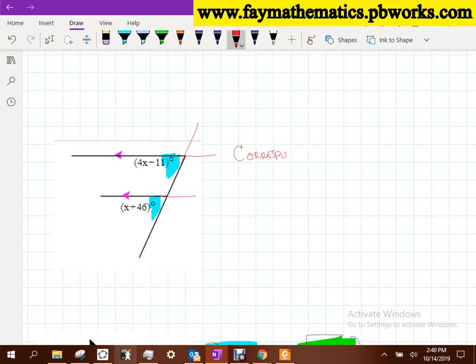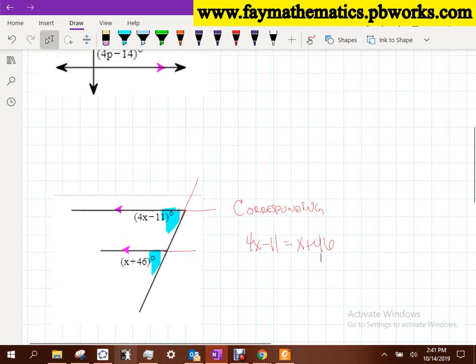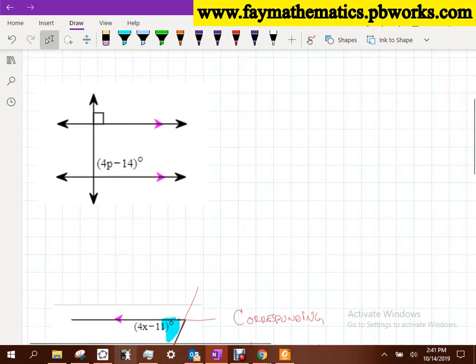Corresponding, okay? Another thing, guys, we should hear 20 people yelling corresponding angles. Okay? And then 4x minus 11 should equal x plus 46. Corresponding angles have to be congruent, right? And we just go through that algebra and solve for x. Special type of parallel lines and transversal. Okay.